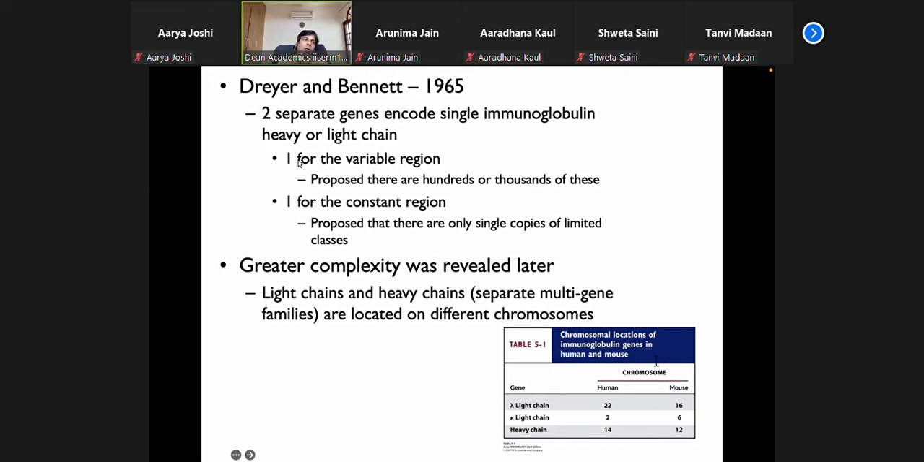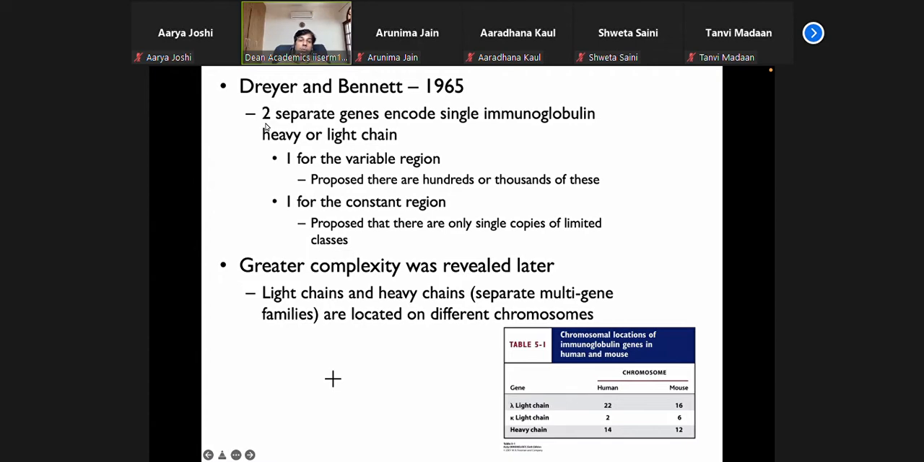Okay. Now, the question they were trying to address was how you can explain generation of diversity in your BCR or TCR. One of the very convincing hypotheses was given by Dreyer and Bennett in 1965. So no experimental proof was there. Okay.